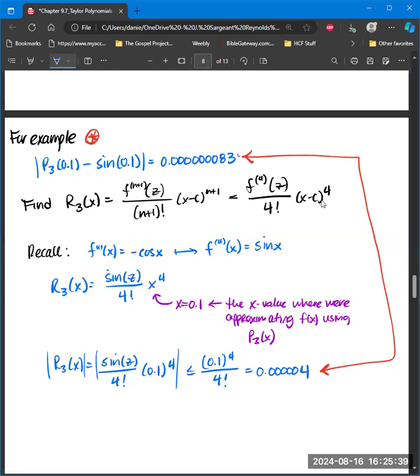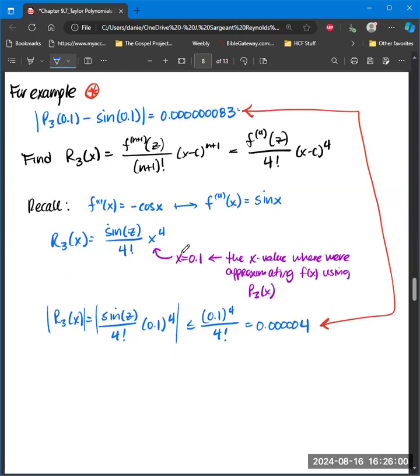So let's go ahead and see what that would be. Recall that the third derivative of sine was equal to negative cosine, so the fourth derivative is going to be sine again. So R3 of x is going to be sine of some z value over 4 factorial times x to the fourth, and x is going to be 0.1, which is what we're sticking in there.